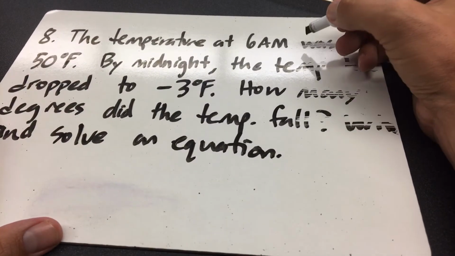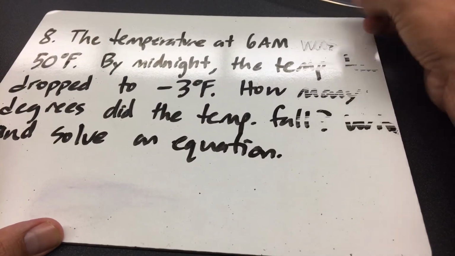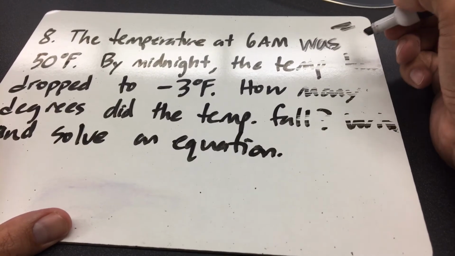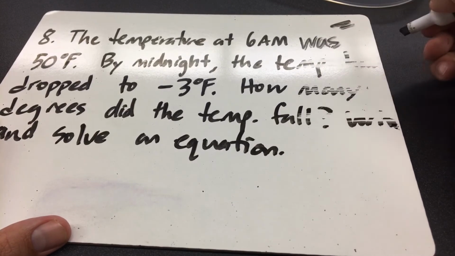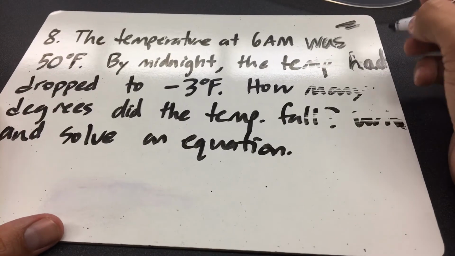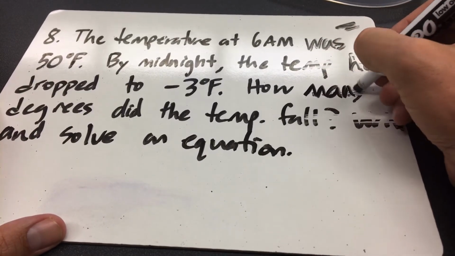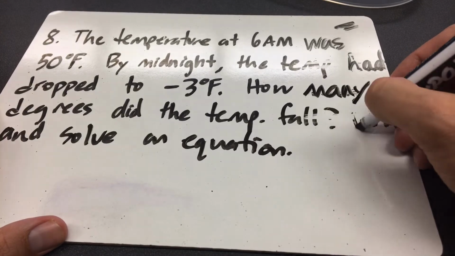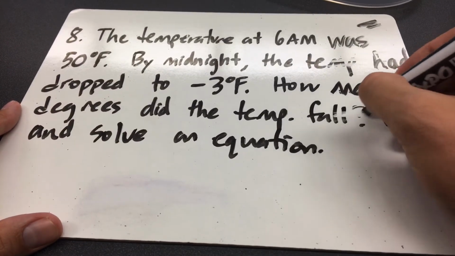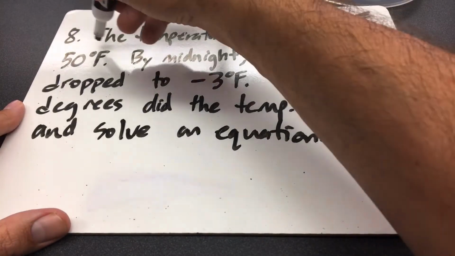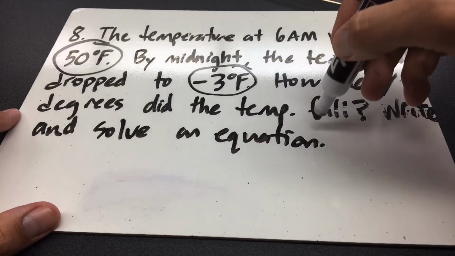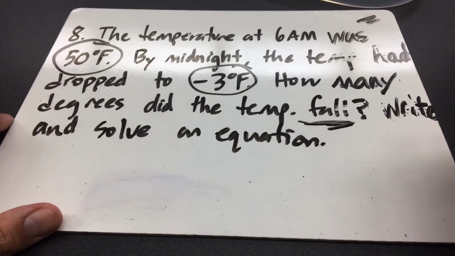A word problem, it says the temperature at 6 a.m. was 50 degrees Fahrenheit. By midnight, the temperature had dropped to -3 degrees Fahrenheit. How many degrees did the temperature fall? This says write and solve an equation. Okay, so we started out at 50 degrees. We ended up at -3 degrees. They want us to figure out how far the temperature fell.